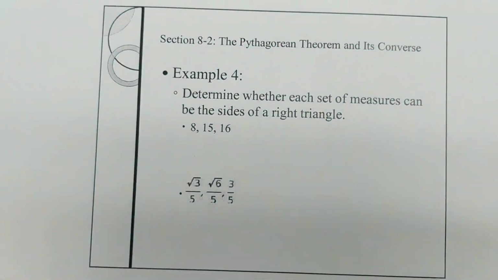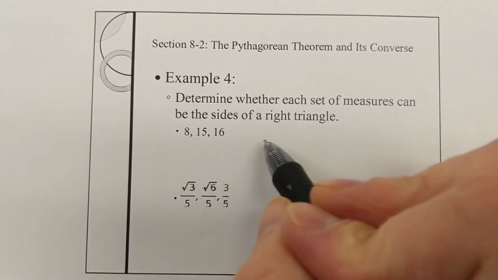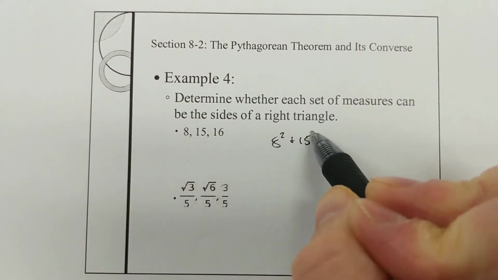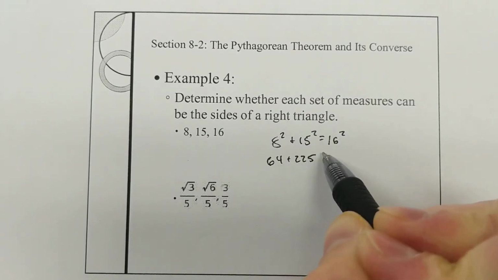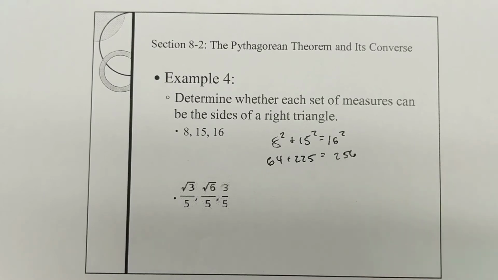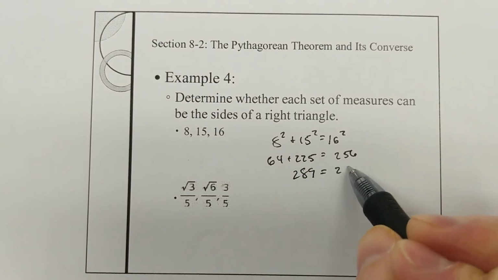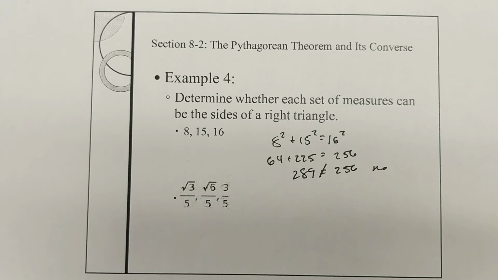Alrighty, last one: determine whether each set of measures can be the sides of a right triangle. So that's just checking in the Pythagorean theorem if it works. Is 8 squared plus 15 squared equal to 16 squared? So 64 plus 225 is equal to 256. I think that's what 16 squared is. Yep. So this is 289. This is 256. That's not true, so no, not a right triangle.